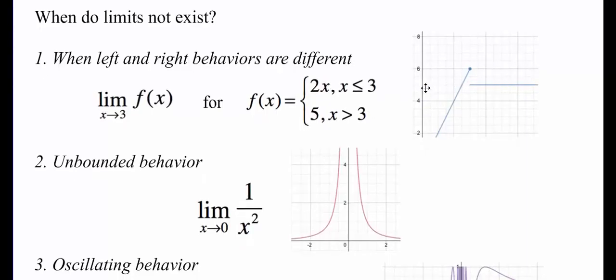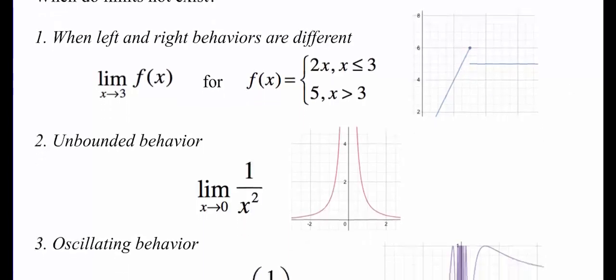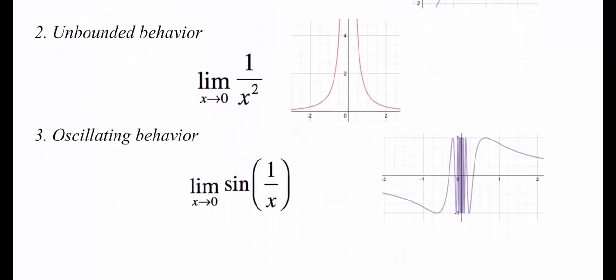So if you look at this piecewise function on number 1, you can see from the left we're approaching 6. From the right we're approaching 5. Those two limits don't meet at the same place, so left and right behaviors are different.